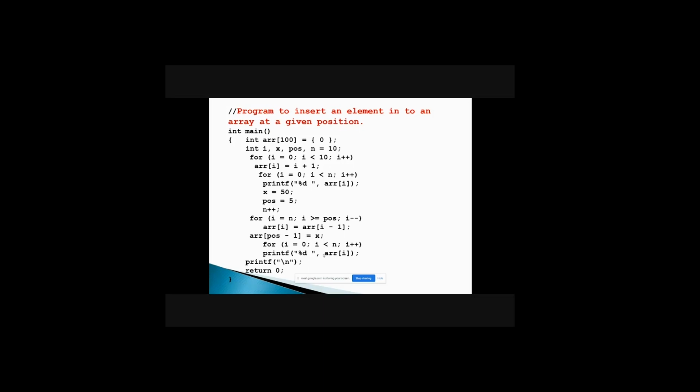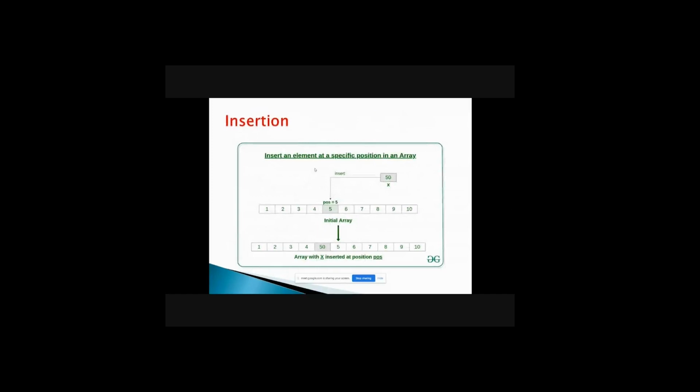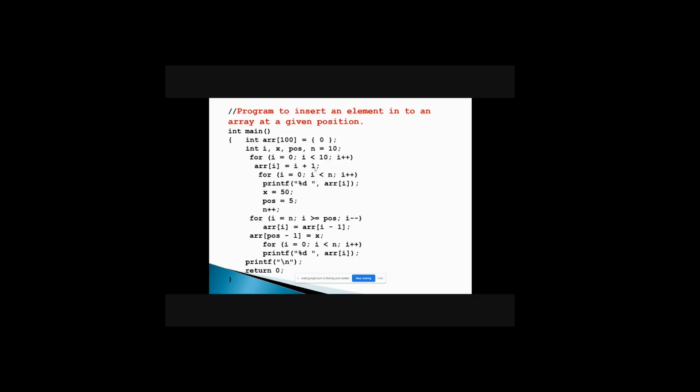So how to store the initial array? First you need to create an array of 10 elements. So how do you create? For i is equal to 0, i less than 10, i plus plus, arr[i] is equal to i plus 1. So what elements are you going to store? 1 to 10. The same example I've taken. So in the first element, you are storing 1, 2, 3, 4, 5, 6 up to 10. The same example, the coding also I've written.